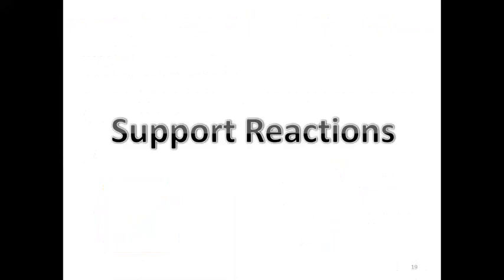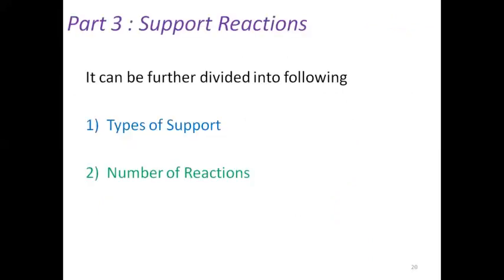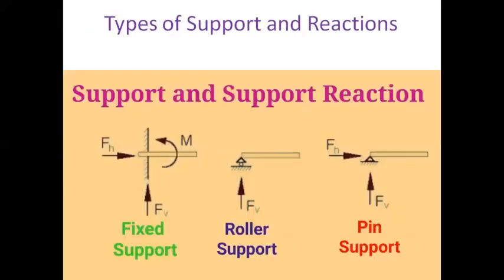Now we have the main segment, that is support reactions. So let us see. So we have two categories, that is types of support and number of reaction. हे सगळ्यांना माहितच असेल. Just again we will revise. So we have basic three types of supports. Step by step लक्षात ठेवायचं. We have three types of supports. Which supports we have then? We have fixed support, roller support and pin support. Pin म्हणजे काय? Hinge support. Okay, so hinge, roller and fixed.